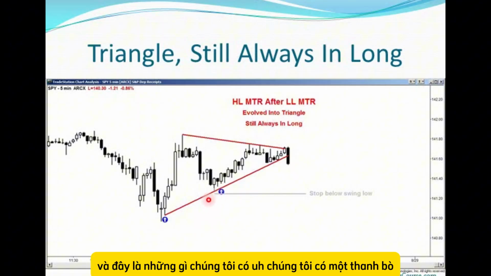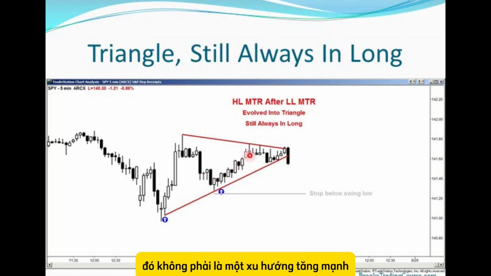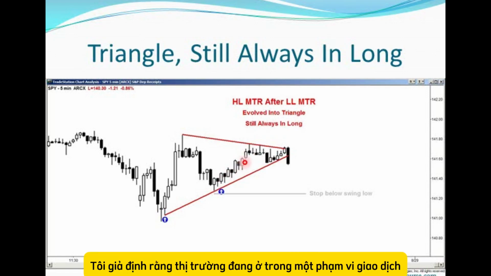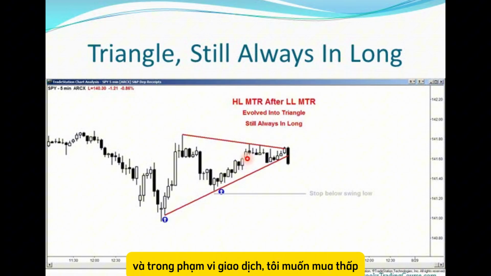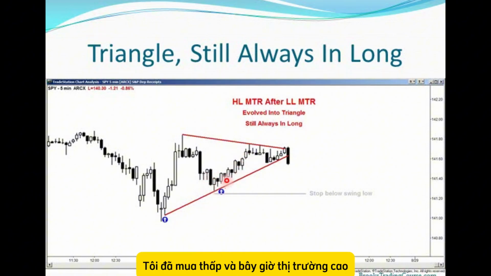And this is what we got. We got a bull bar, bear bar, bull bar, bear bar, bull bear, right? That is not a strong bull trend. So when you see that, it's probably a bull leg in a trading range. So instead of this being a strong bull trend, at this point I'm assuming that the market is in a trading range. And in a trading range I want to buy low, sell high, and scalp. I bought low, and now the market's high, so I'm thinking about selling.